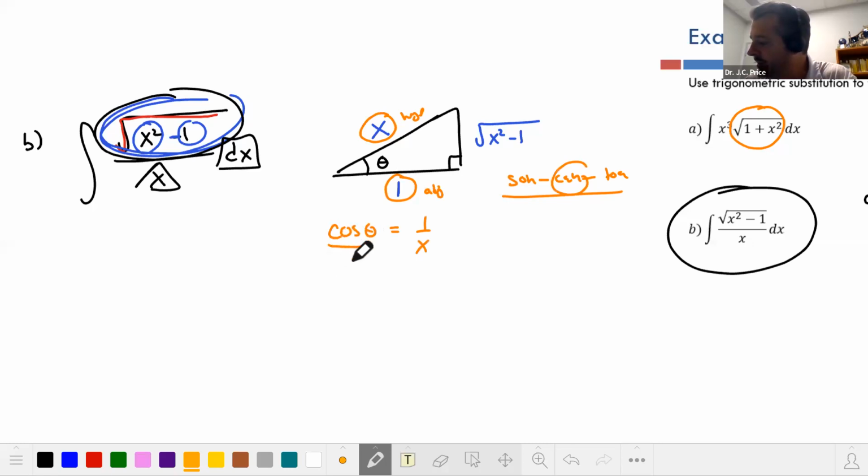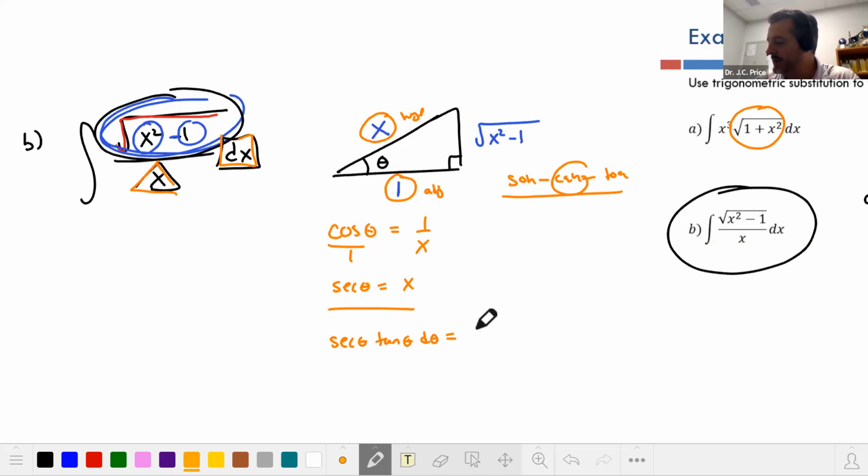And so when you flip cosine of theta, remember what happens. You actually get secant of theta is equal to x. So now I know what x is, so I can substitute in for x. To find dx, I'm just going to take a derivative of this thing. So it's a derivative of secant theta. Remember, it's secant theta tan theta d theta, and then that's equal to the derivative of x, which is just dx. So now I have my dx right here.